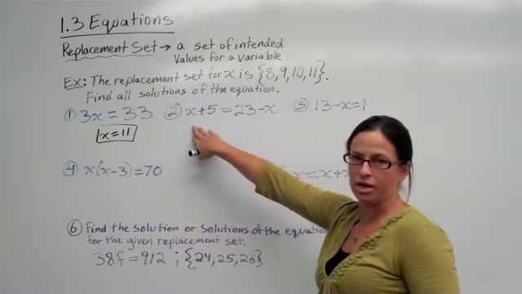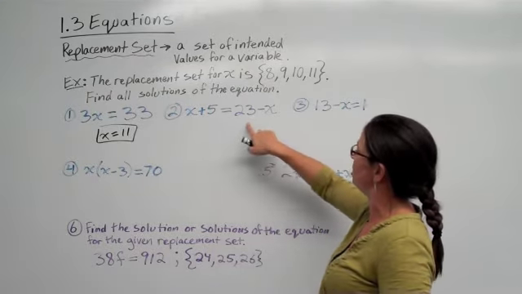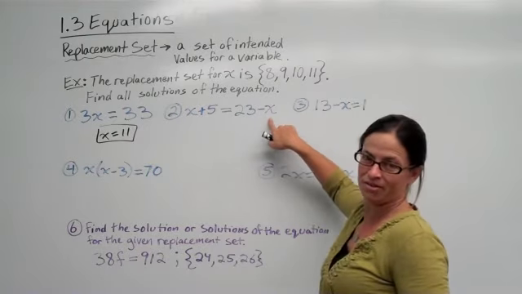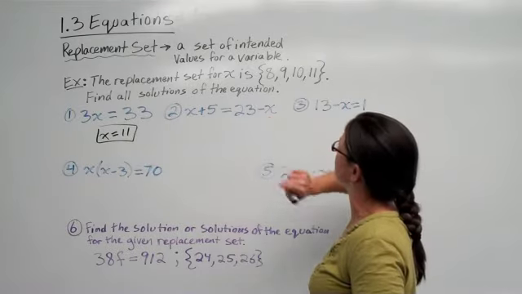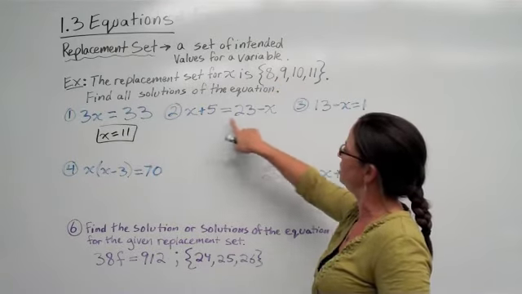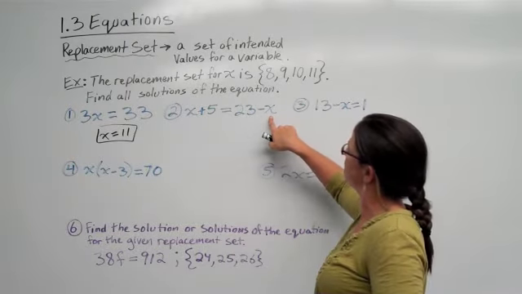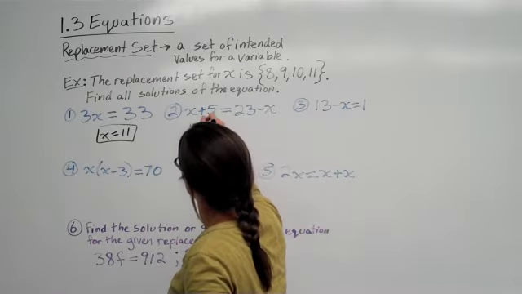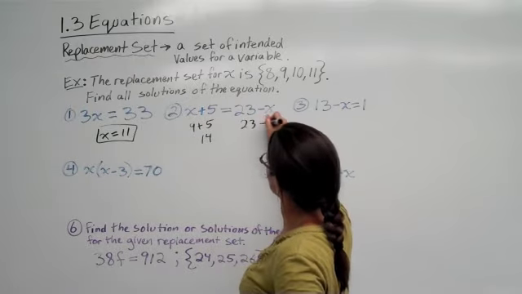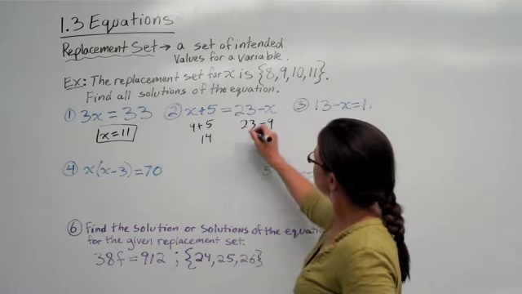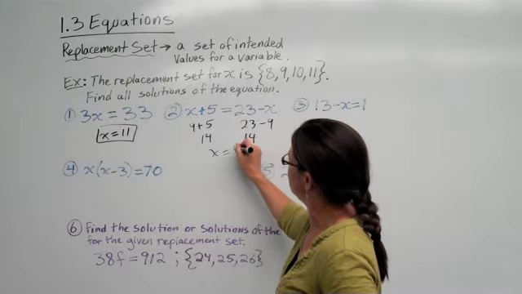We can do some trial and error. If I do 8 plus 5, I get 13, and 23 minus 8 would get me 15. So if I use an 8 for the x, it does not equal. If I try a 9, I would get 14, and 23 minus 9, let's see, would that be 14? Looks like it. So if we want, we can double check. 9 plus 5 is in fact 14, and 23 minus 9 is in fact 14. So it looks like the replacement of x equals 9 works.